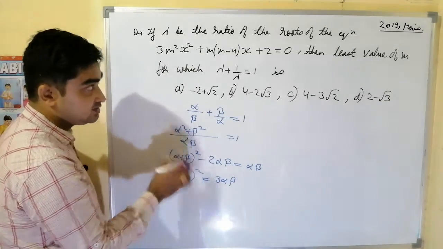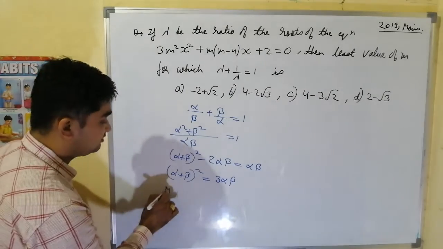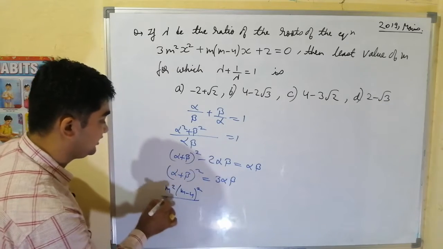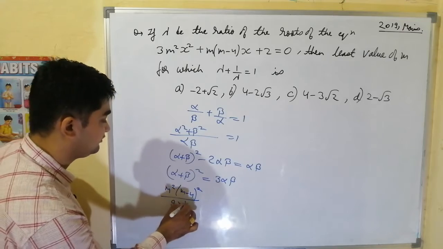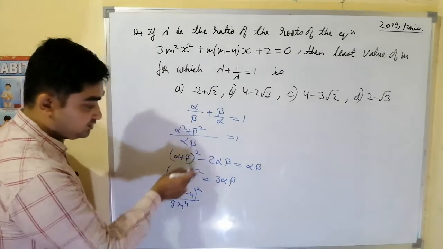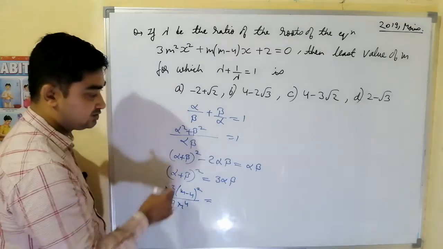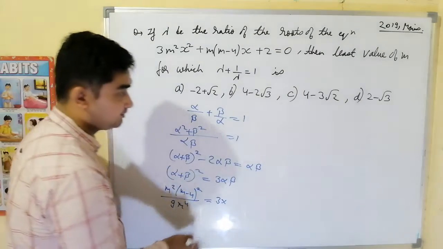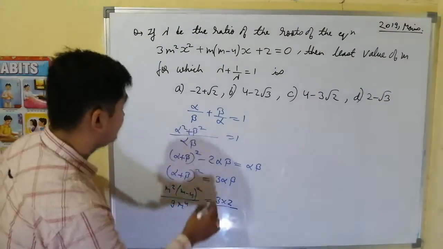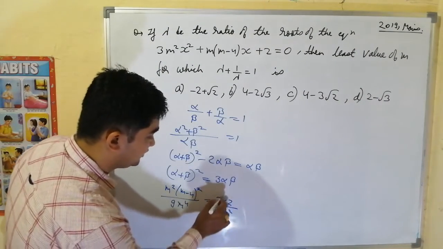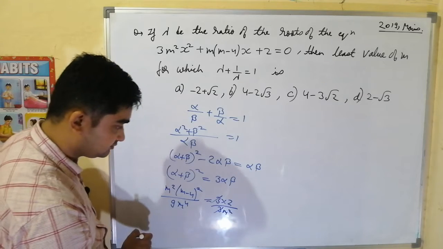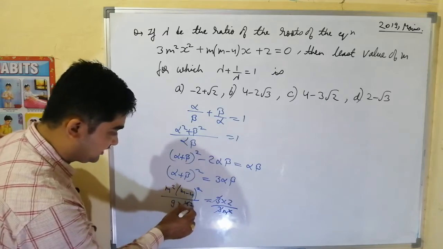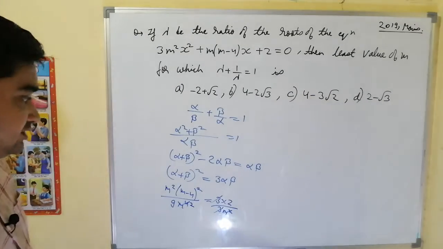My square will make minus into positive, so it will have minus b square, which is m minus 4 whole square, divided by square of a, which is 9m power 4. It is alpha plus beta whole square, minus b by a whole square. The right hand side is thrice of alpha beta. What is alpha beta? C by a. What is c? 2. What is a? 3m square. Now 3 can be cancelled, and this m square can be cancelled, right?